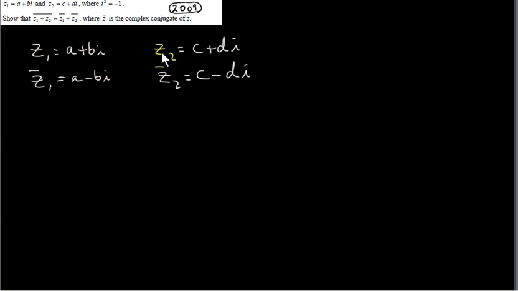We do the same for z2. We change plus d to minus d. The real part stays exactly the same. Now let's add z1 onto z2.